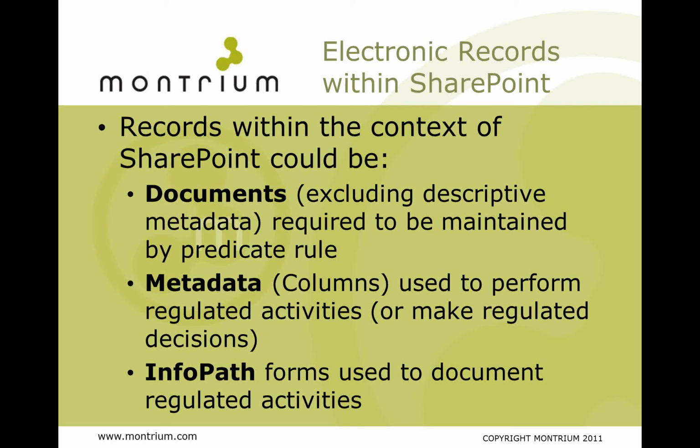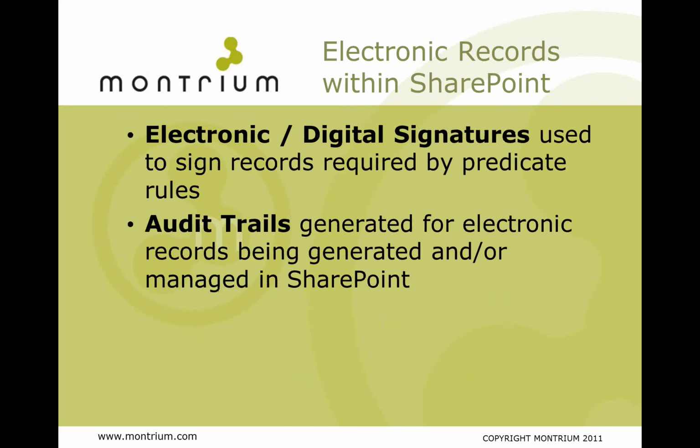The third type of item within SharePoint could, of course, be InfoPath forms, which we're using to document regulated activities or to generate evidence of quality. And these forms, of course, also need to be considered electronic records, and validated and maintained as such. The fourth type of record could be any electronic or digital signatures which are used to sign records required by predicate rules. And these signatures could be either third-party signature solutions, such as CoSign, for example, or potentially the native Microsoft electronic signature functionality. But any electronic signature or digital signature would be considered a record.